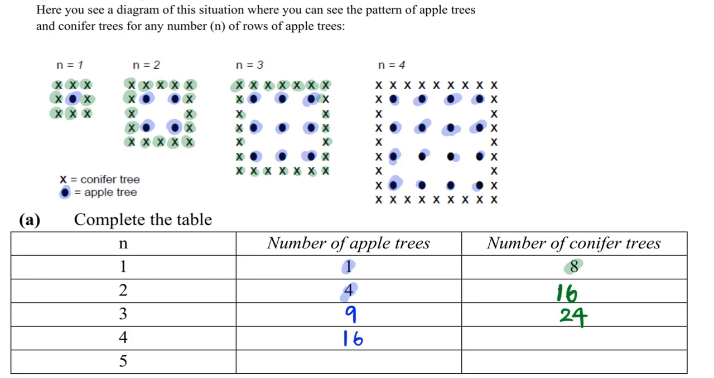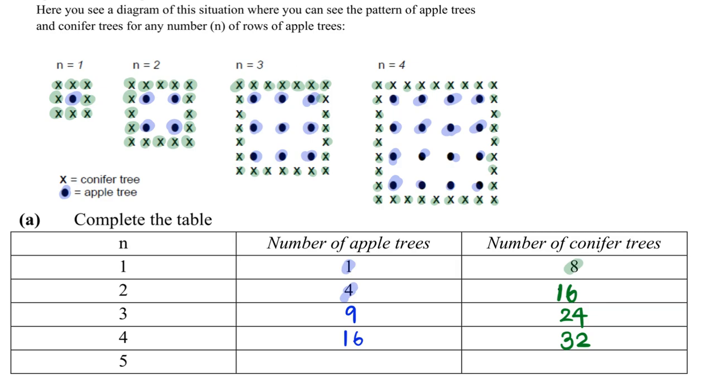Okay, and for my conifer trees, if I just count them out, 1, 2, 3, 4, 5, 6, 7, 8, 9, 10, 11, 12, 13, 14, 15, 16, 17, 18, 19, 20, 21, 22, 23, 24, 25, 26, 27, 28, 29, 30, 31, 32. So the next question is for n equals 5, where the diagram is not given. What could be the number of apple trees?